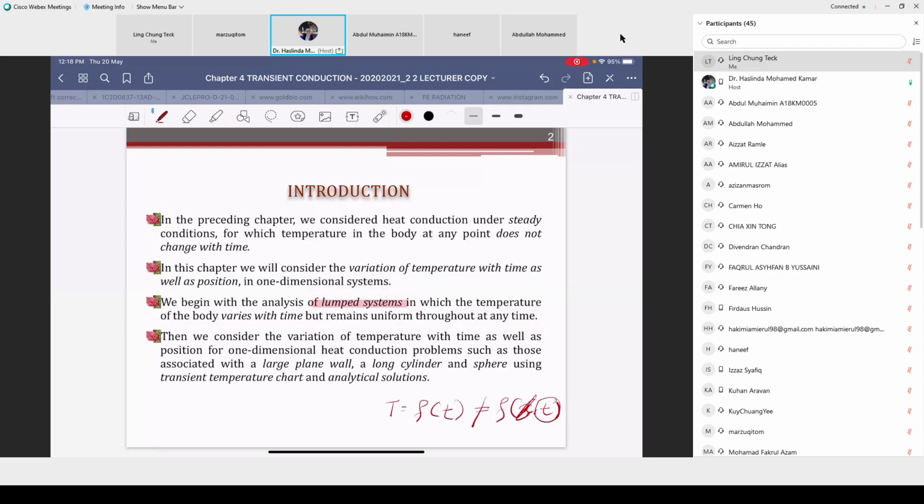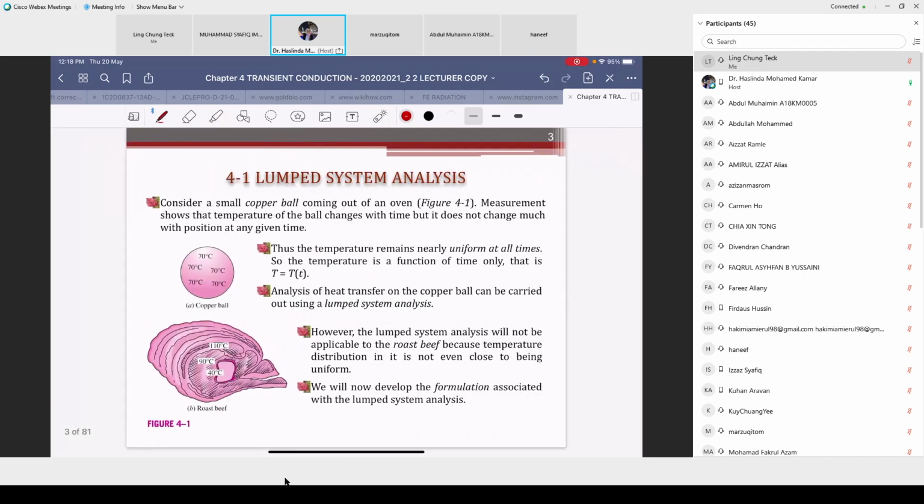Faham. Alright, meaning that the temperature depends on the time only, not locations. Okay? So, now let us move to slide number 3. The name of the method is lumped system analysis.